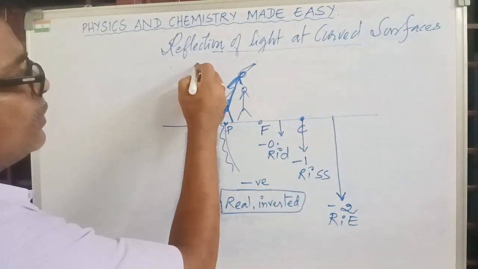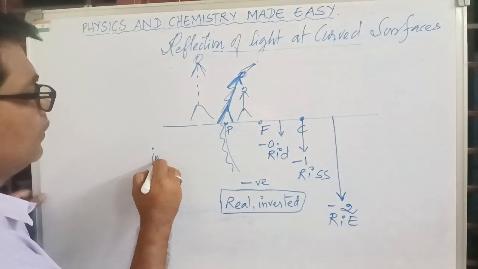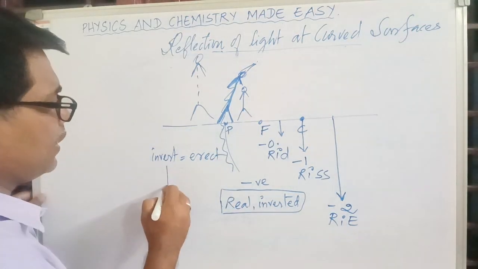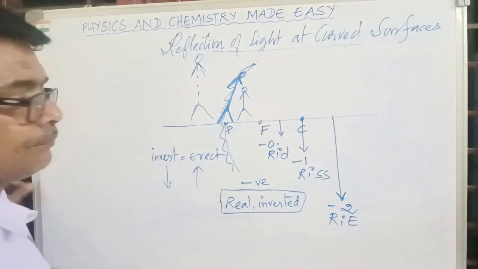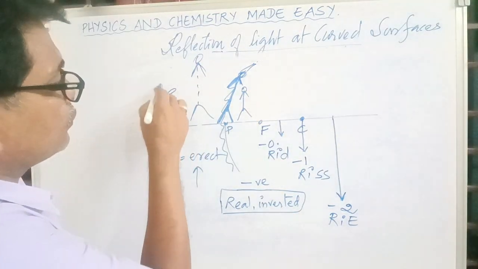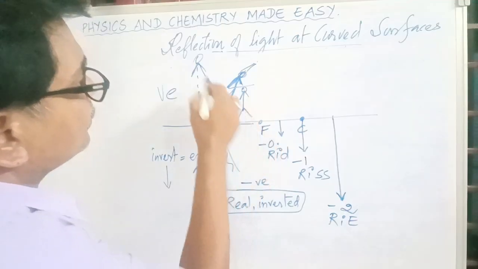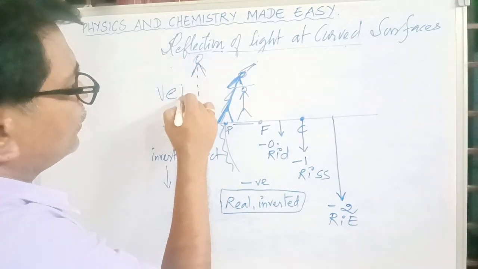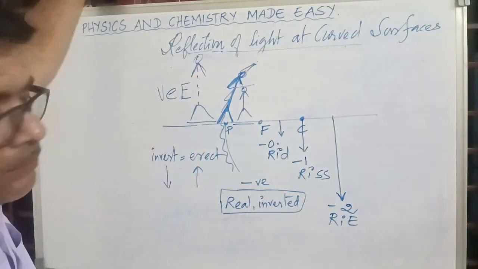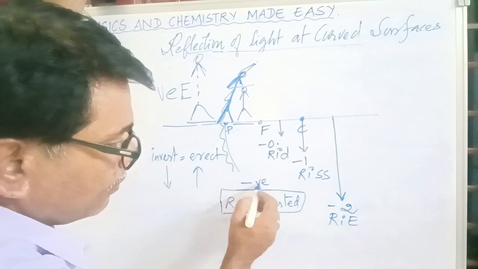So the characteristic, this is now erect. Erect, the opposite of invert. Invert is like this. Erect is like this. So this is erect. Erect is always virtual. And this is the object size. This is the image size, very big one. Therefore it is called enlarged again. Virtual, erect and enlarged.